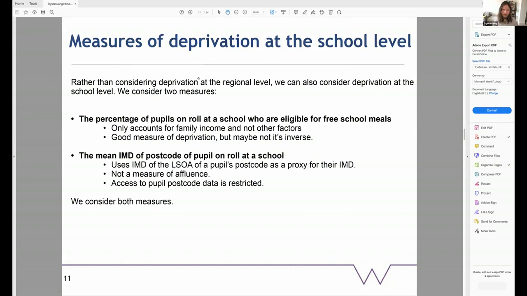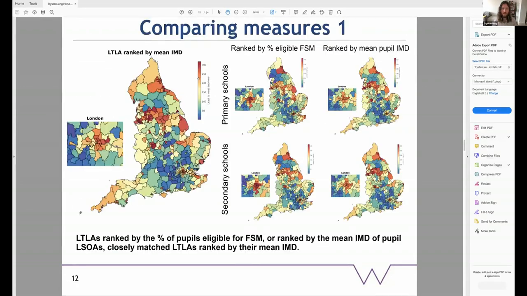Here, we consider both measures. Firstly, let's compare how these measures compare at the regional level. If we rank LTLAs by their mean index of multiple deprivation, and then compare the LTLAs ranked by the percentage of pupils eligible for free school meals, or by the mean IMD of pupils within an LTLA, we can see a close correspondence between all of these different measures, which is what we'd expect. This gives us confidence that our measures are measuring deprivation, right?